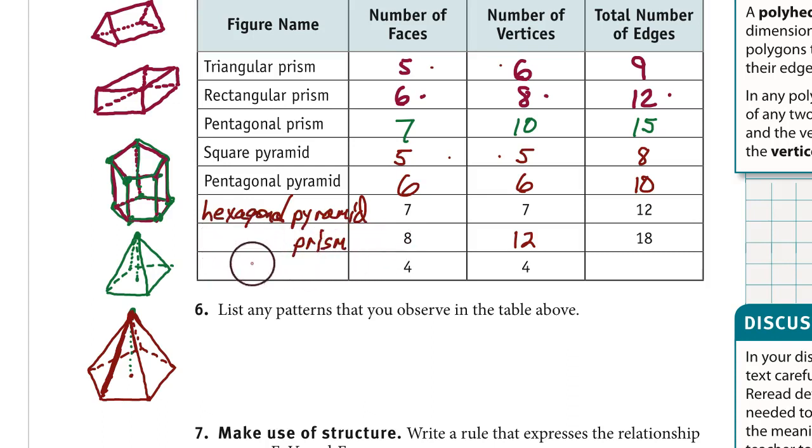To name what kind of prism it is, we have to know the shape of the base. A prism has 2 bases. So of the 8 faces, 2 of them are the bases. The other 6 of them are the lateral faces. This is a hexagonal prism.